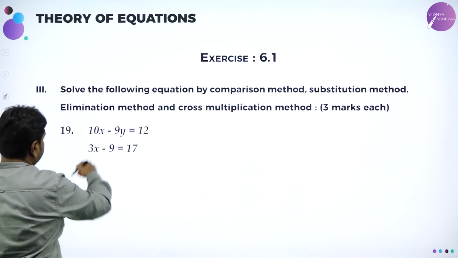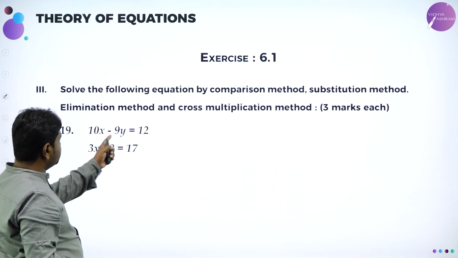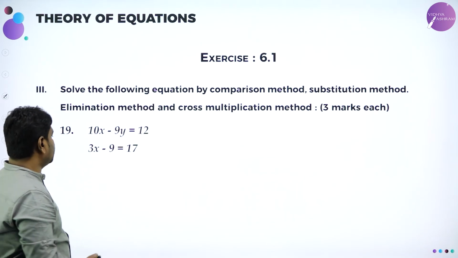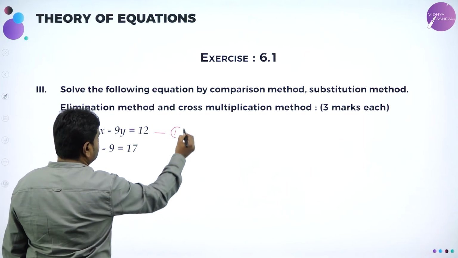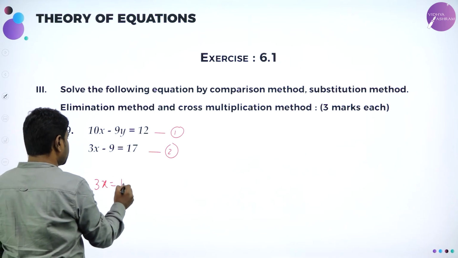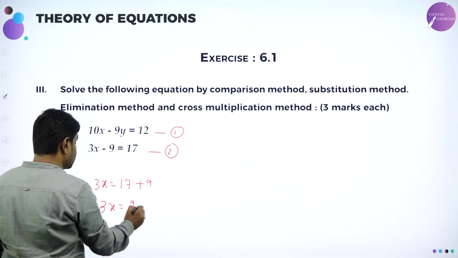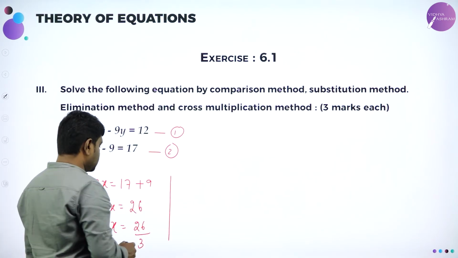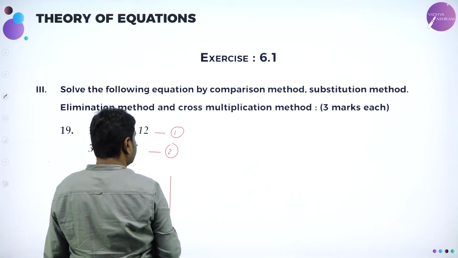Then we have question number 19. Again, make the coefficient same. 10x minus 9y is 12. 3x minus 9y is 17. See here from the second equation, you can get x directly. Call this as 1, call this as 2. If this is the second equation, directly 3x is equal to what? 17 plus 9. So 3x is equal to what? 26. And x is equal to what? 26 by 3. That's it. And substitute in it. Put this x value in equation 1 to get y.